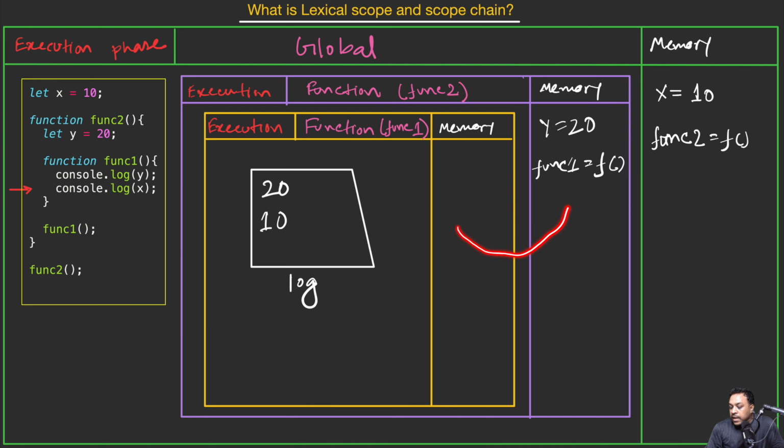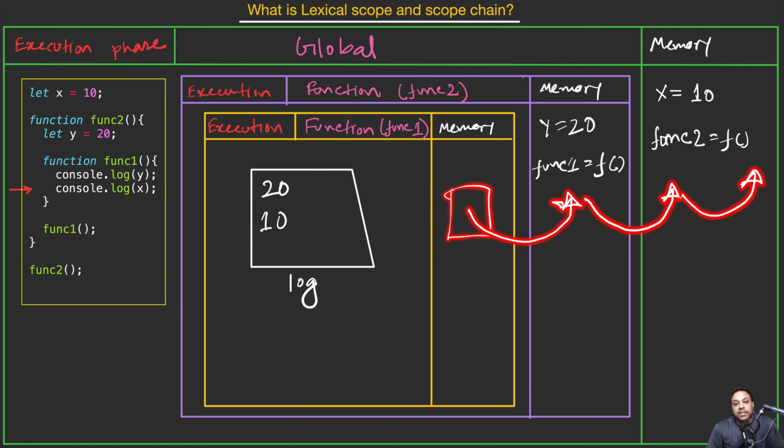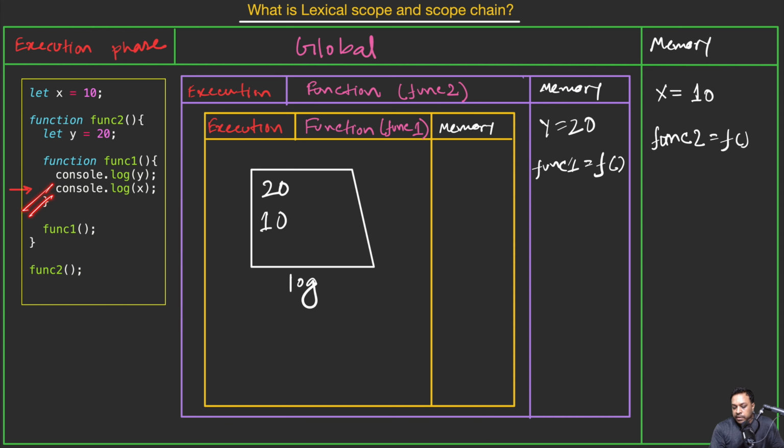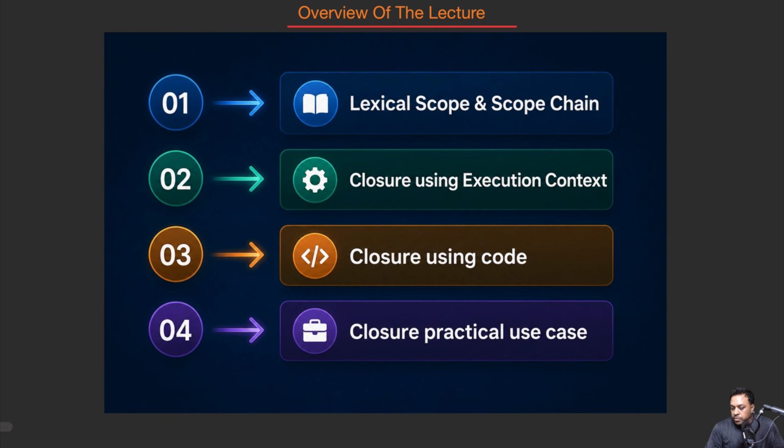And this hierarchy of the scope is called the scope chain. This is scope chain. First, it will look into here. If it does not find it here, then it will look into its parent context. If it does not find it here, then it will look into its parent context, then its parent context. This is scope chain. Okay. So I hope you have understood what scope chain is. Now our execution will end here. So this is lexical scope and scope chain. So our lexical scope and scope chain is clear now.